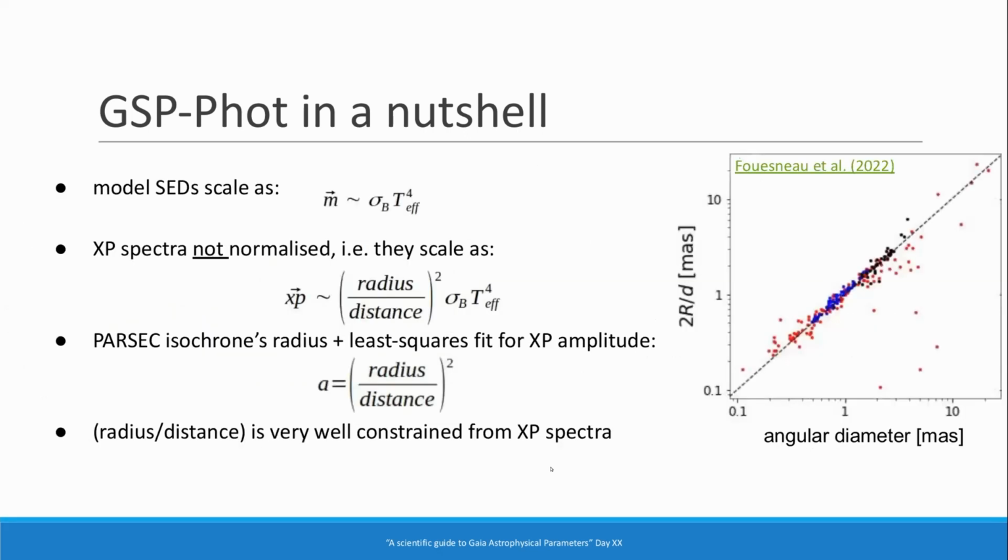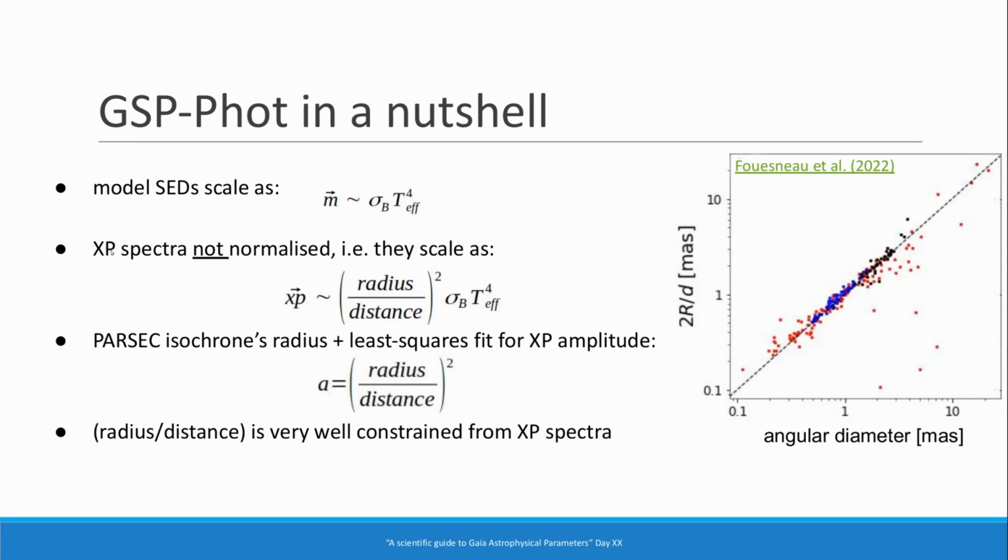Okay. So let's talk about the details of how GSPPhot works. So if you like, the mechanics of it. So one of the key tricks of GSPPhot is the following. The model SEDs that we are using scale as the Boltzmann constant times the temperature to the 4th. Yeah, so this is just the way model SEDs are typically computed.